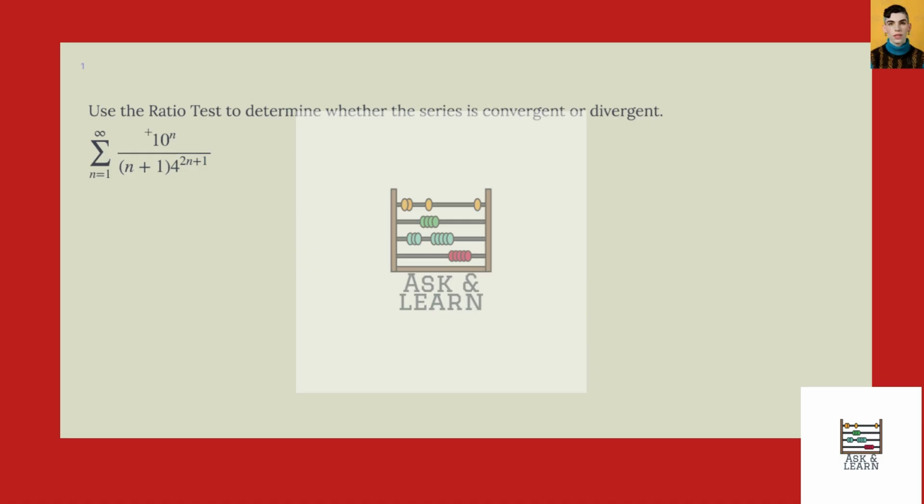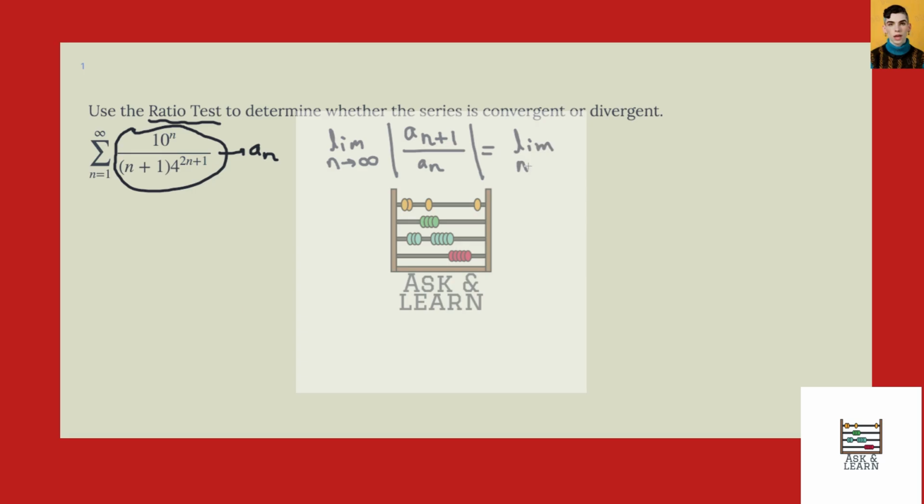Let's use the ratio test to determine whether the series converges. So let's denote this by a_n. Then the ratio test requires us to look at the limit as n goes to infinity of the absolute value of a_{n+1} over a_n. So let's go ahead and write that out carefully.